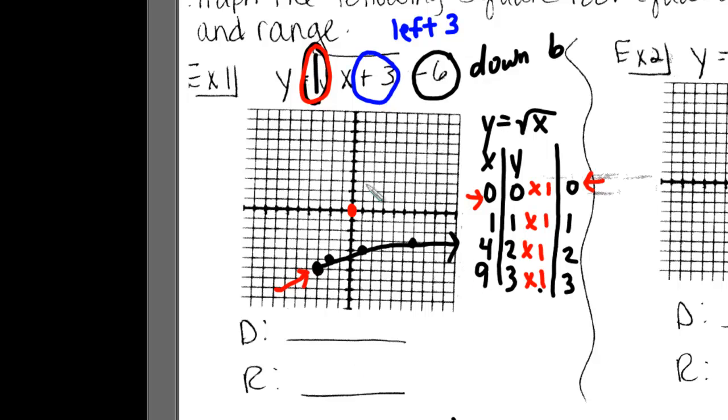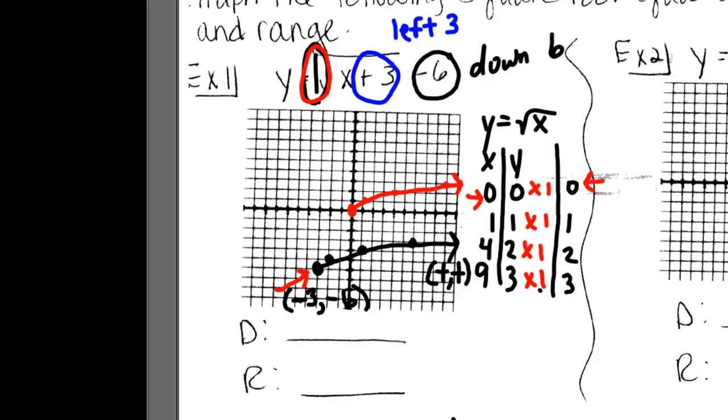My original graph was this one. This graph now starts at -3, down 6. And if this graph would have continued moving, it will be in the positive coordinate. So this is positive, positive.